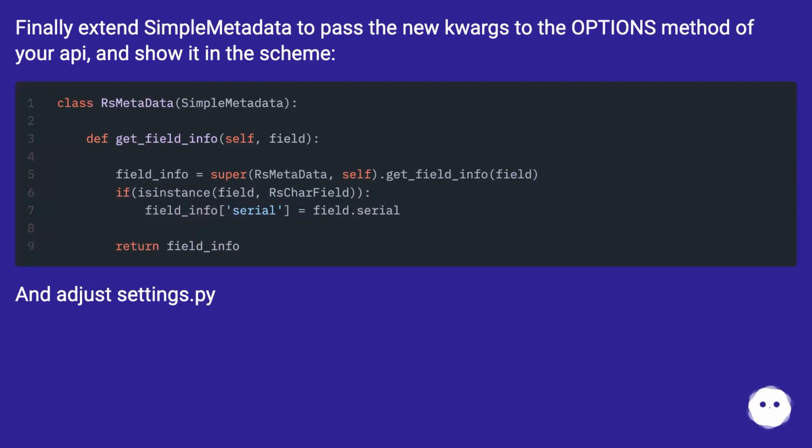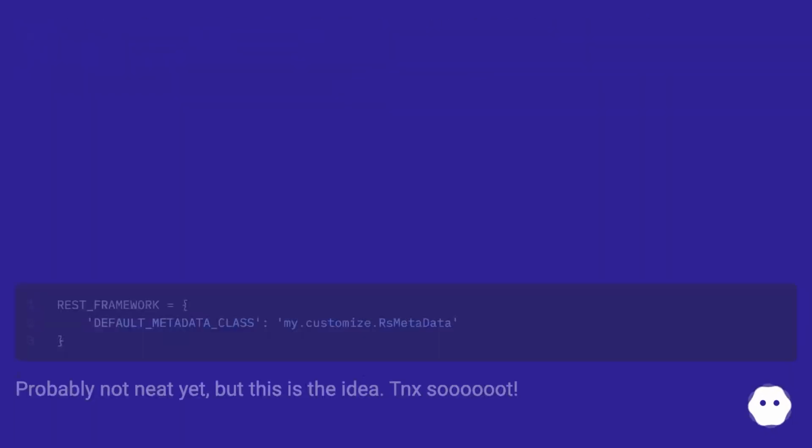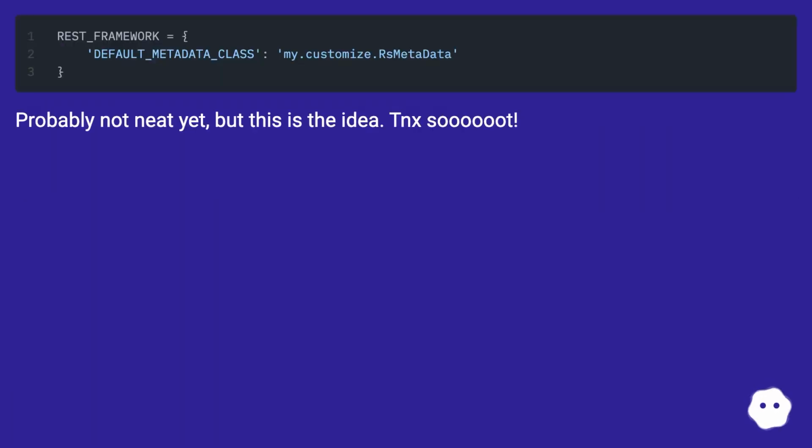Finally, extend simple metadata to pass the new quirks to the options method of your API and show it in the scheme. And adjust settings.py. Probably not neat yet, but this is the idea. Thanks.